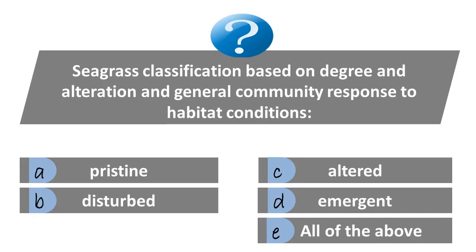Seagrass classification based on degree and alteration and general community response to habitat conditions. A. Pristine, B. Disturbed, C. Altered, D. Emergent, E. All of the above.